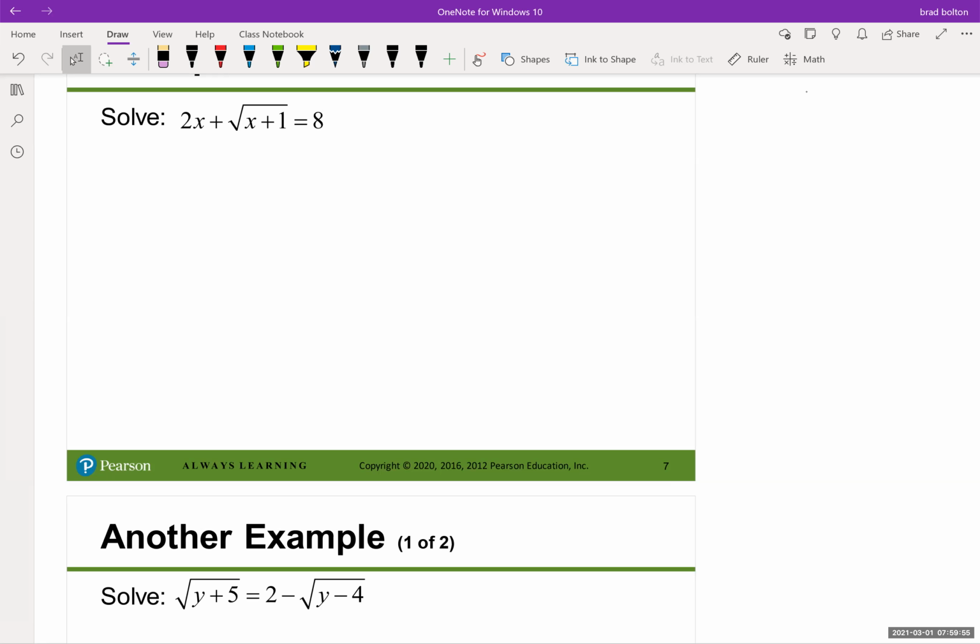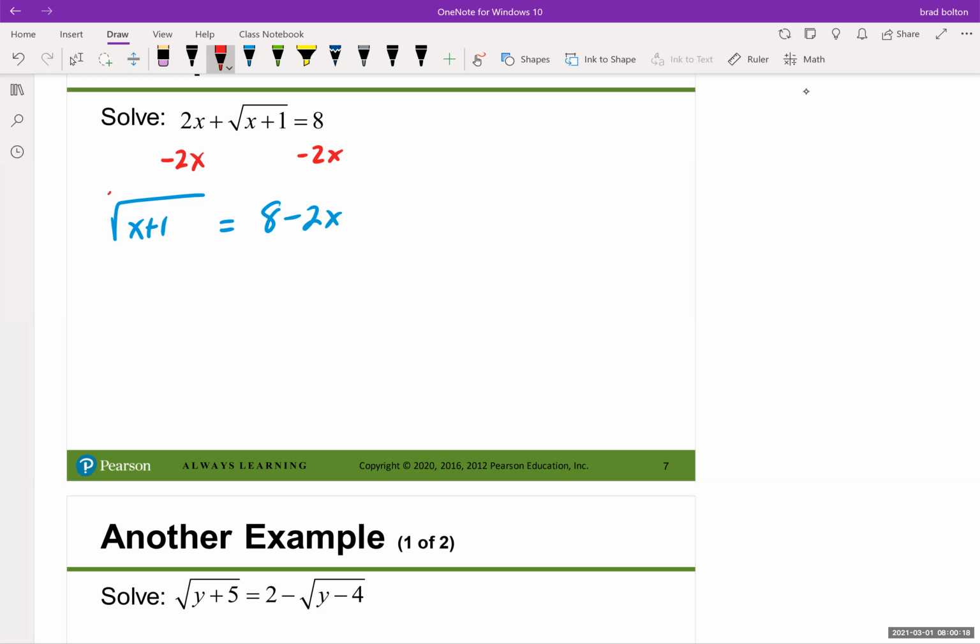Okay, so hopefully you guys unpause the video now and you have something in front of you. Hopefully what you did first was what? We had to isolate the radical. So that means I must subtract 2x from both sides. Now I'm going to be left with the square root of x plus 1 equals 8 minus 2x.